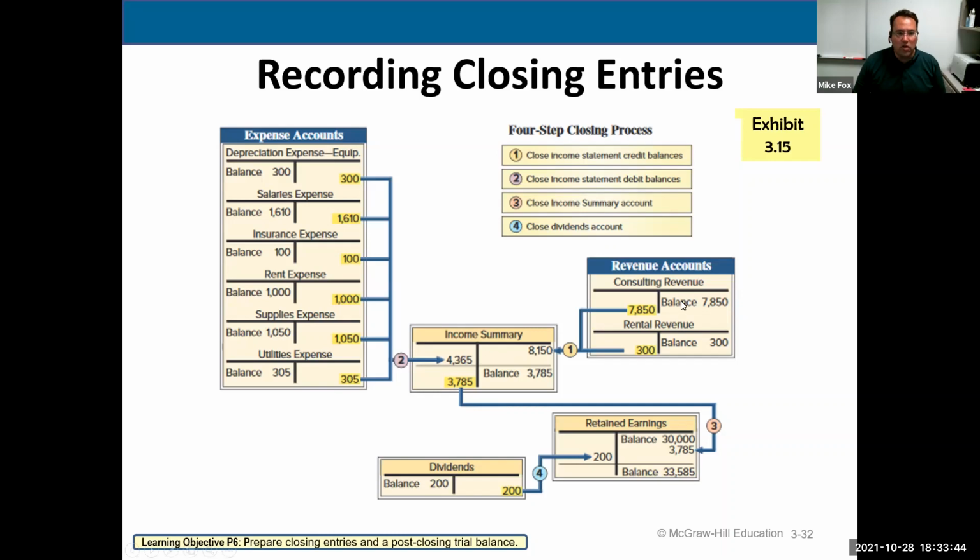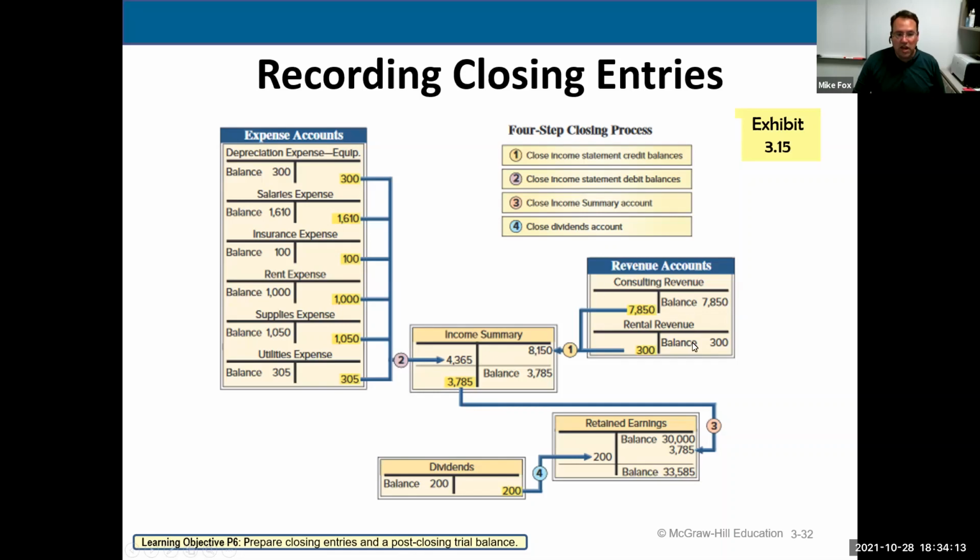And all we do is we say, okay, this has a credit balance of $7,850. And so to close it, all we'll do is debit that account $7,850. That will leave the account with a balance of 0. But I can't just debit. I can't just do a debit without a credit somewhere. So my closing entry will be to debit consulting revenue, $7,850, and credit income summary, that same amount.